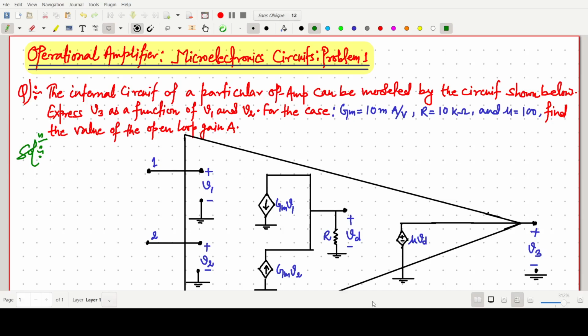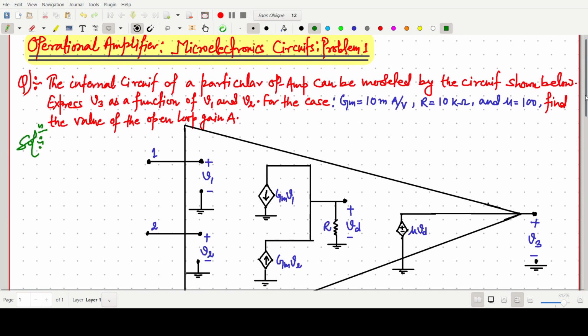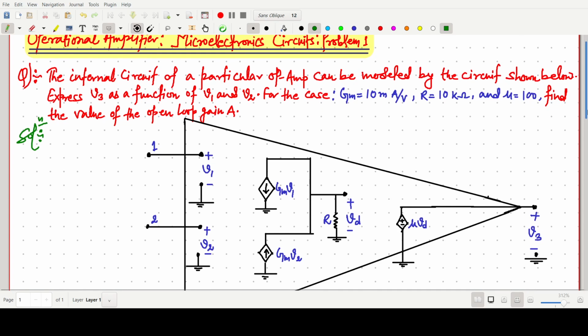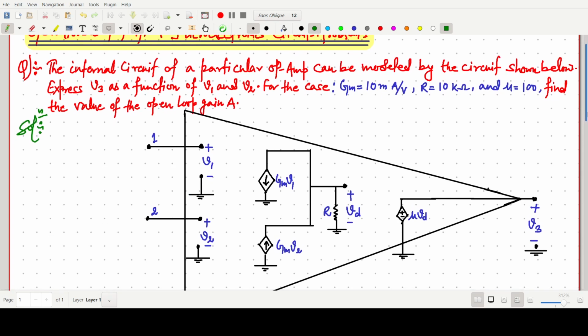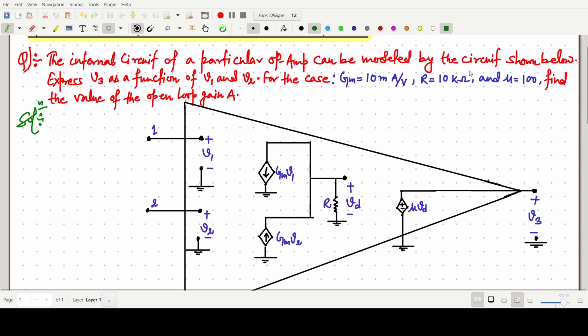Welcome everyone. In this video lecture, we will solve a problem based on the operational amplifier. This problem is from the Microelectronic Circuits book. The question is: the internal circuit of a particular op-amp can be modeled by the circuit shown below.